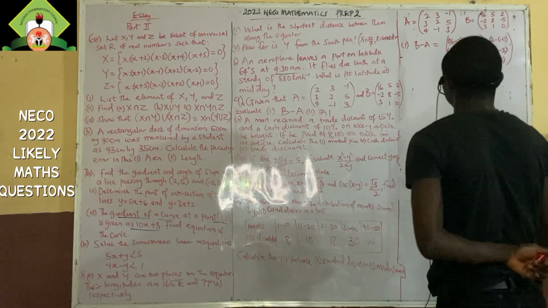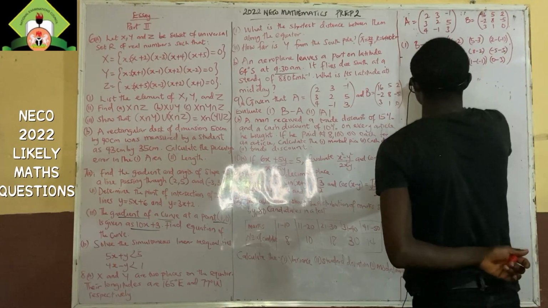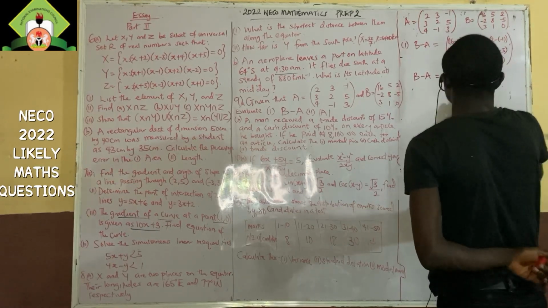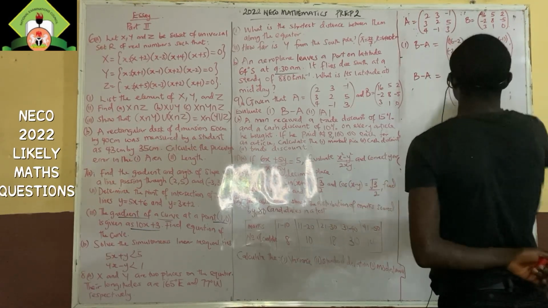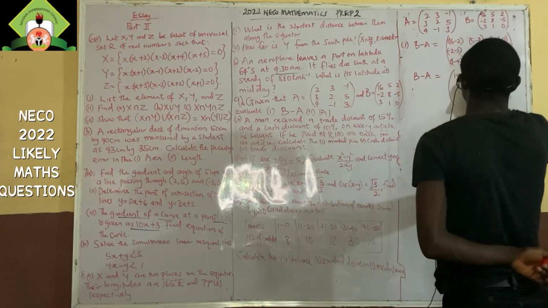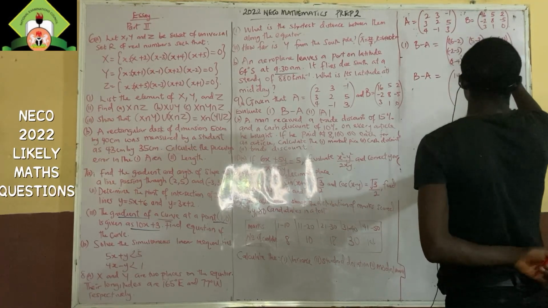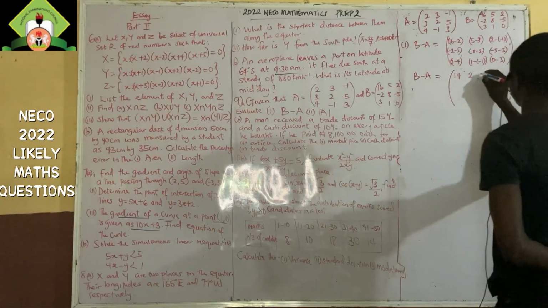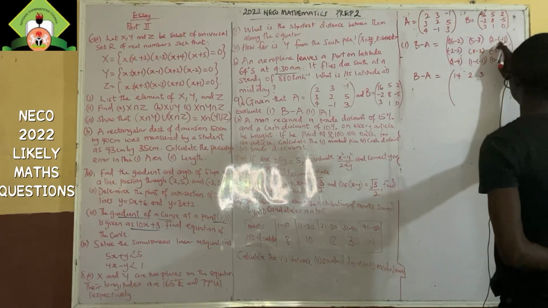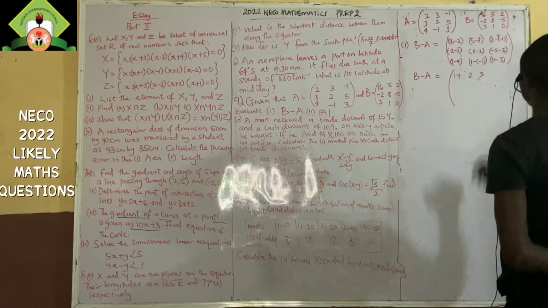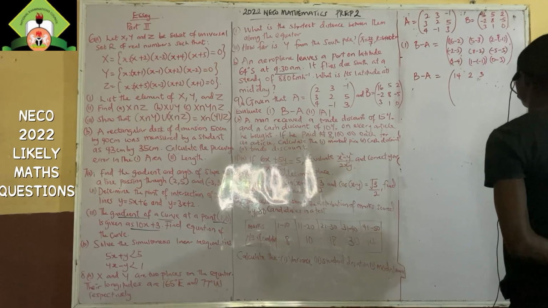Okay? So now we have B minus A equal to an open bracket. 16 minus 2 is 14. 5 minus 3 is 2. 2 minus 1 will give you 2 plus 1, which is 3, because the minus becomes plus. So 2 plus 1 gives you 3.